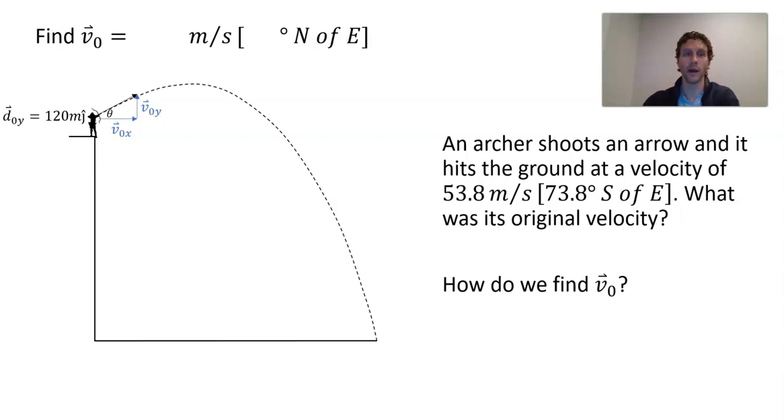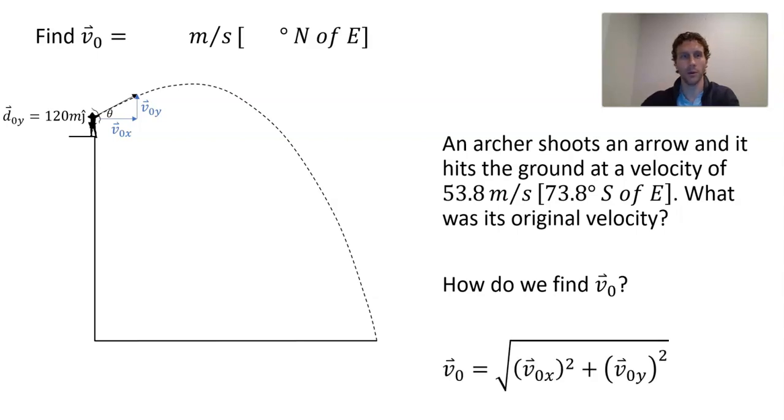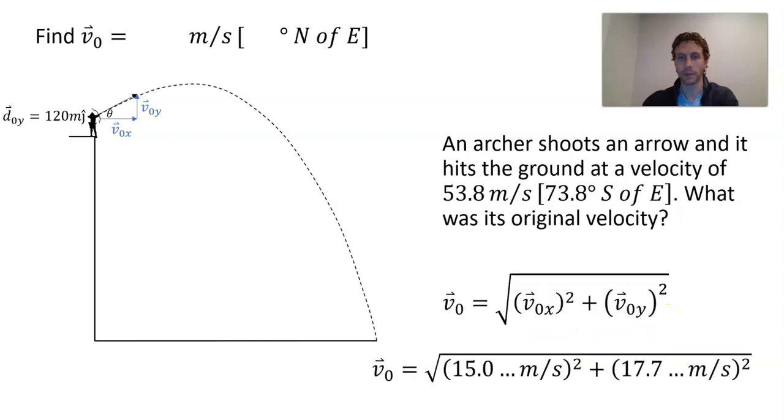Okay, so how do we find V initial? We know V naught x and we know V naught y. Well, we can use Pythagoras, because we've got a right triangle here. We're going to square both of those and then take the square root of their sum. So V naught x squared plus V naught y squared, and we get 23.23, and there are more decimals, meters per second.